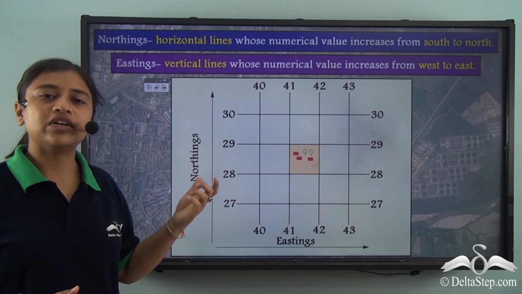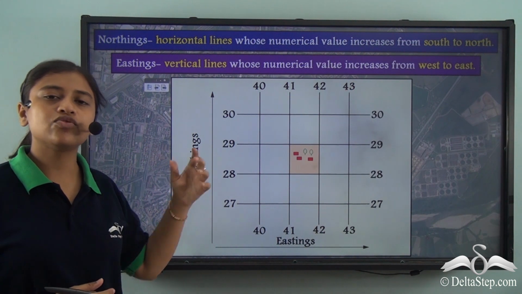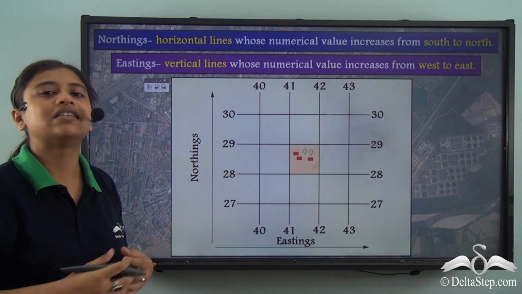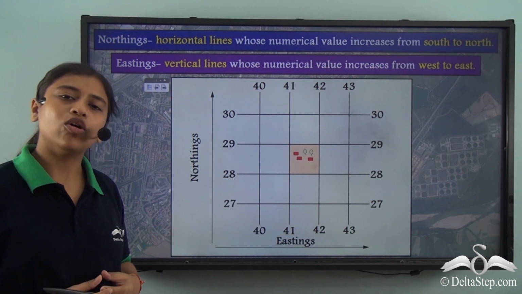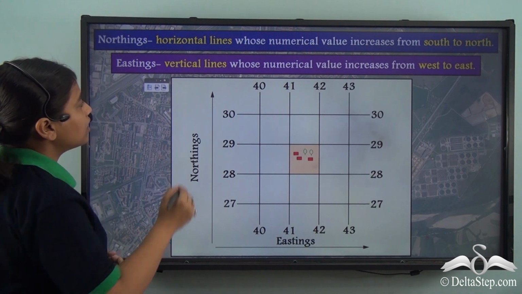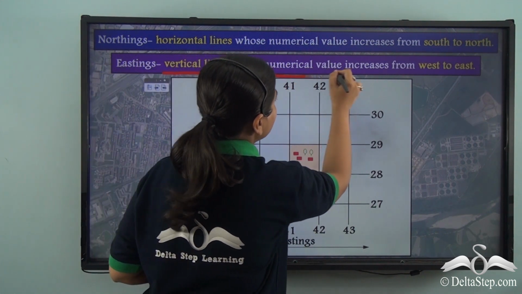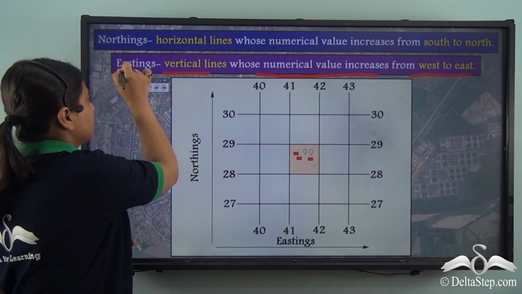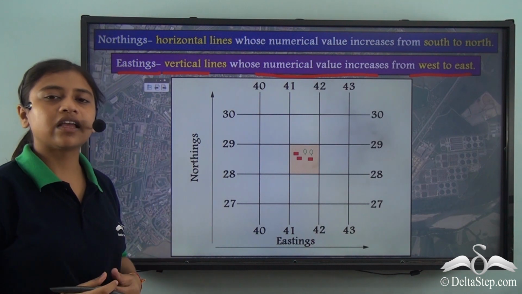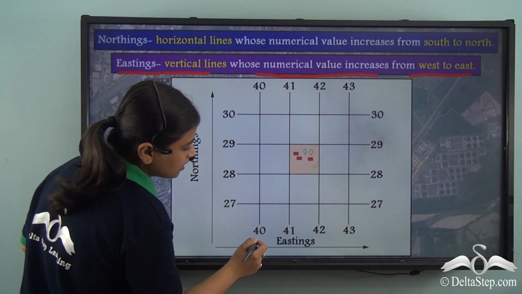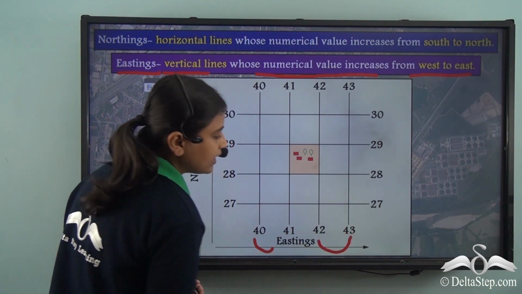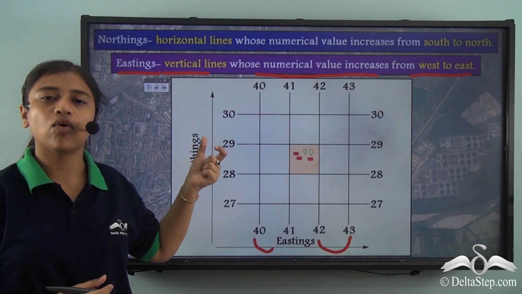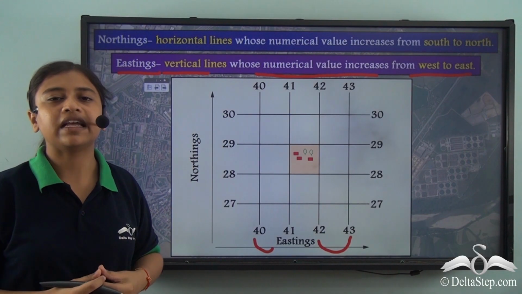Now similarly, there are vertical lines that move from west to east. As they proceed towards the east, their numerical value also increases. So, the vertical lines whose numerical value increases from west to east are known as eastings. As we can see here in the given plot, as these are moving towards the east, their numerical value has increased. Now, how do they play a role in studying a given geographical area?